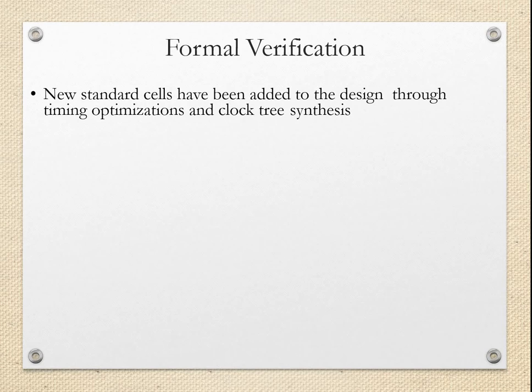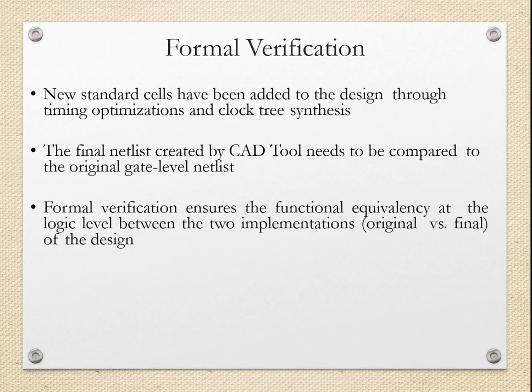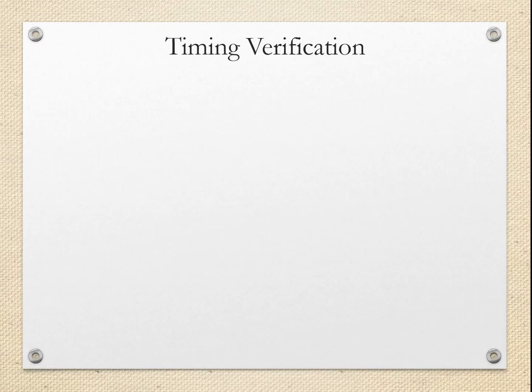Now the standard cells have been added to the design through the timing optimization and the clock tree synthesis. So the final netlist created by the CAD tool needs to be compared to the original gate level netlist. The formal verification ensures the functional equivalency at the logic level between the two implementations, original versus the final, of the design. Whether the intended function was maintained throughout the physical design process or not is checked.